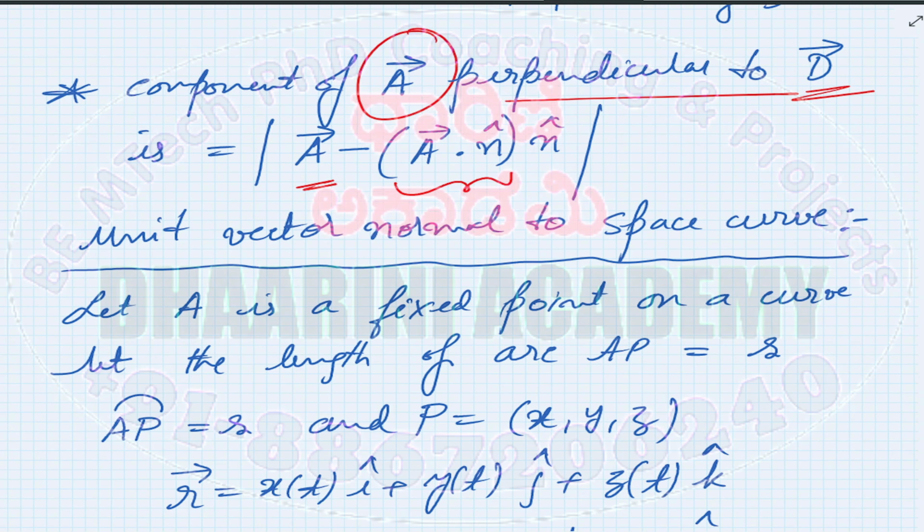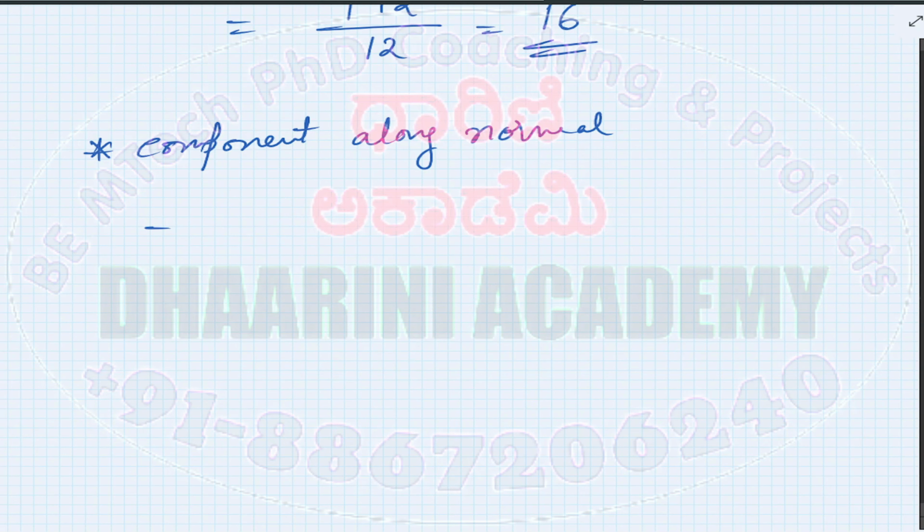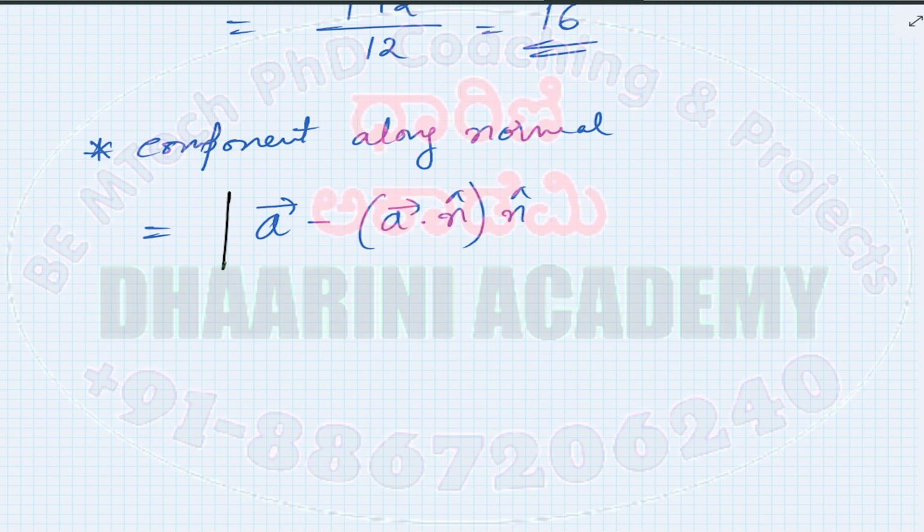Again, there is a magnitude to be calculated. Okay, so let's write that now. This is equal to vector A minus A dot n cap into n cap, and I need to take its magnitude. Okay, so let us simplify this now. This is equal to, first let us write the vector A itself, right?